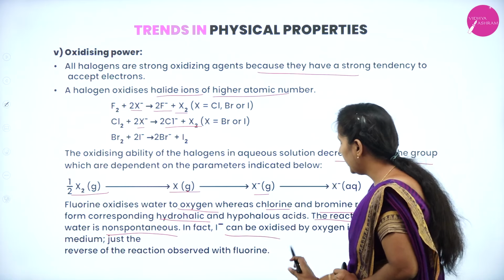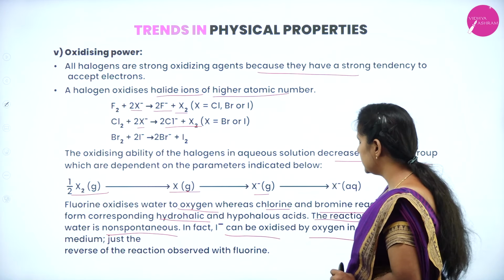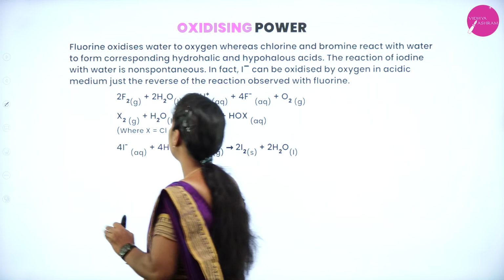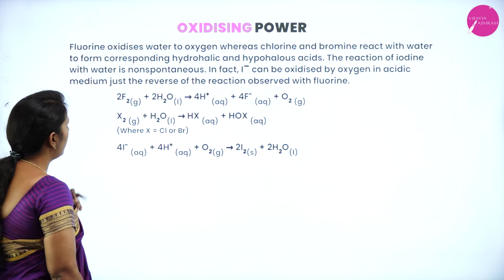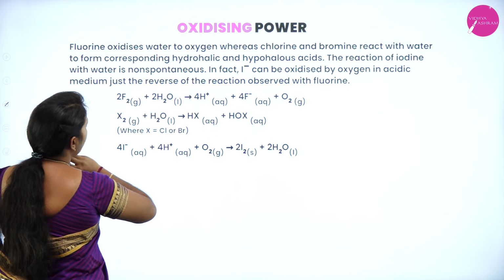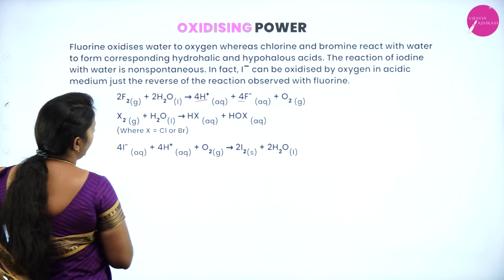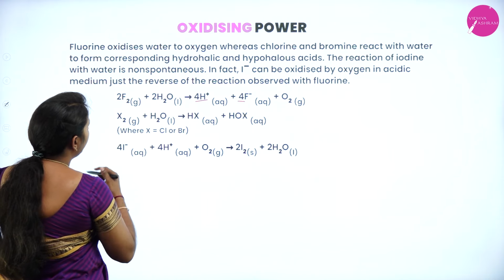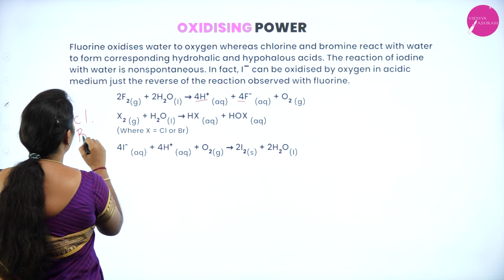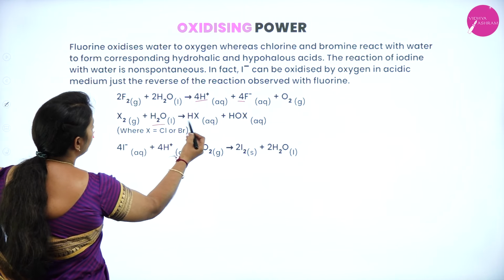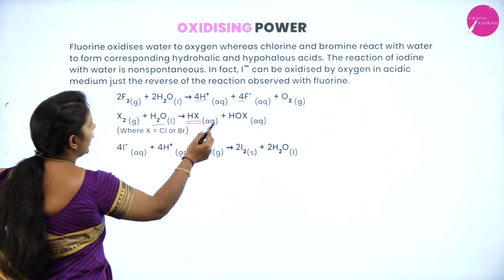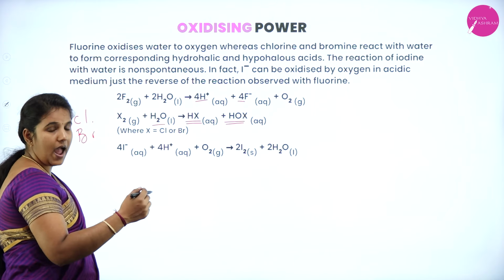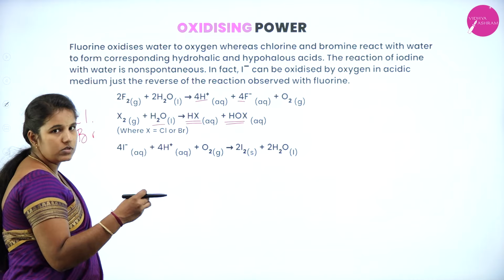In fact, the iodide can also be oxidized by the oxygen in the acidic medium, and it is just a reverse process. Here you can see that reaction. How will it be formed? You can see here the fluorine reacts with the water, thereby it forms H plus ion, 4F minus ion and releases oxygen. Similarly, you can take chlorine or bromine. It can also react with the water, and thereby it forms hypohalous acids, HOX. But iodine indirectly reacts with the water, thereby it forms iodine.